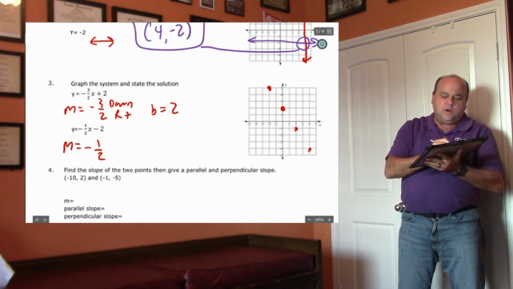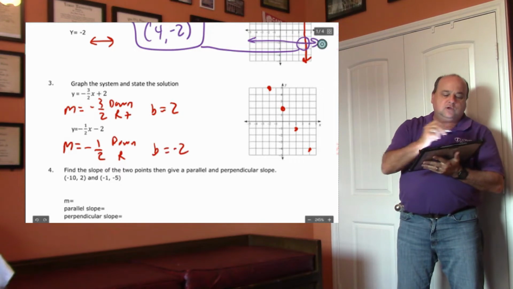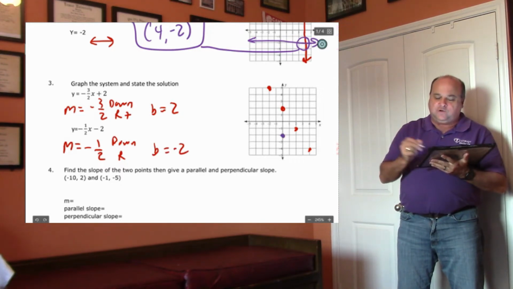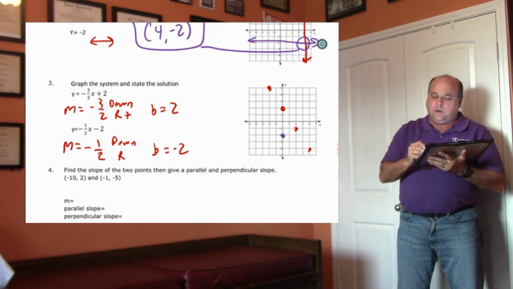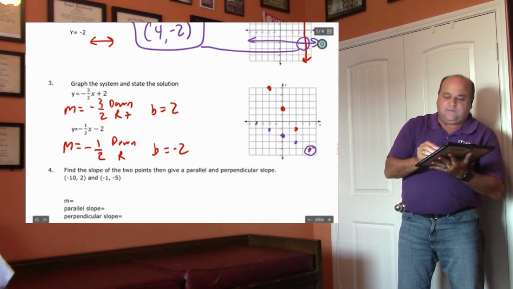My slope on this one is negative 1/2, which means down and to the right, and my y-intercept's negative 2. So let's graph that. I'm going to go to the negative 2. And my slope is down 1, right 2. Down 1, right 2. And right here they cross. I'm going to go backwards and get all my dots. Connect the lines. And let's just graph it in green.